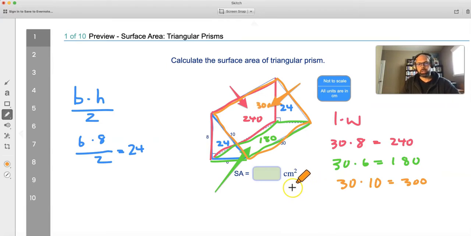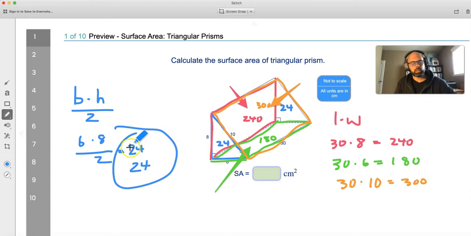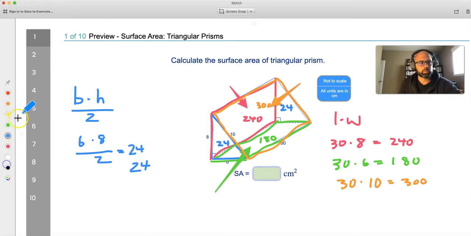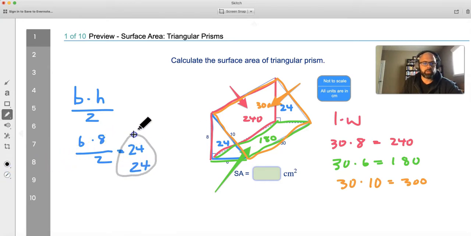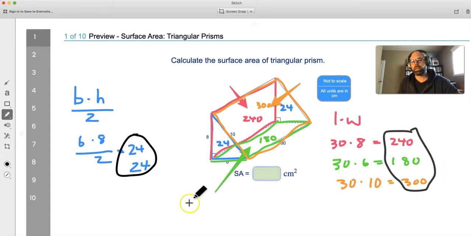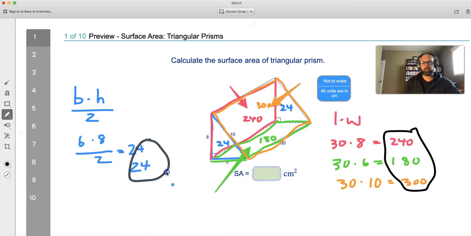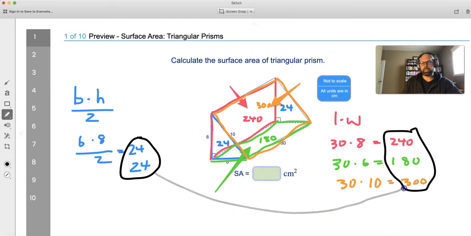Okay. So we've got 5 different panels. Now it's easy to overlook the other 24, so I'm going to just write that there. So we need to add up these. We'll use a different color for the circle. Let's use black. We're going to add 24 plus 24 plus 240 plus 180. And we're going to add these to these, and then we should have a final answer showing area.